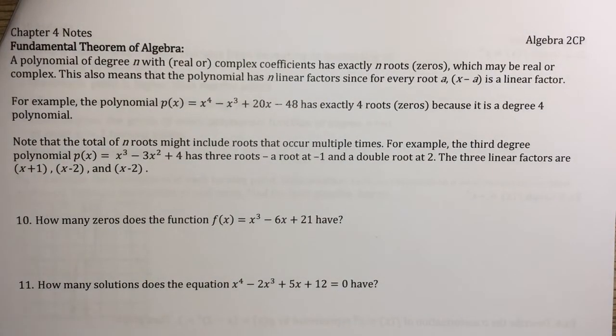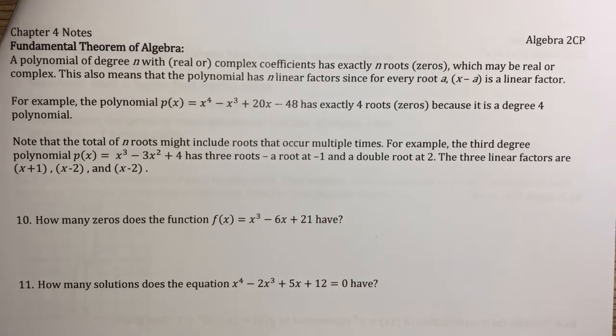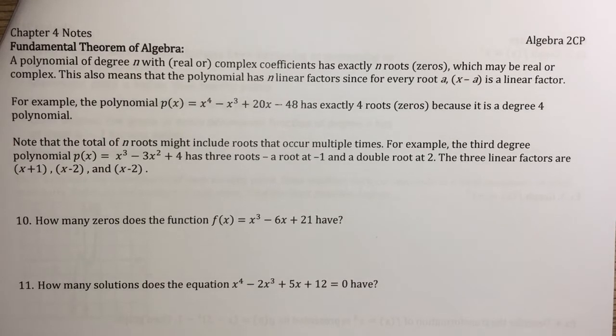And then the last little bit of notes that we're going to talk about is the fundamental theorem of algebra. So if you want to pause it, read it, feel free. But it says a polynomial of degree n with real or complex coefficients has exactly n roots or zeros, which may be real or complex. So remember, complex is just like it may have an i in it, or maybe it has an imaginary aspect to it.